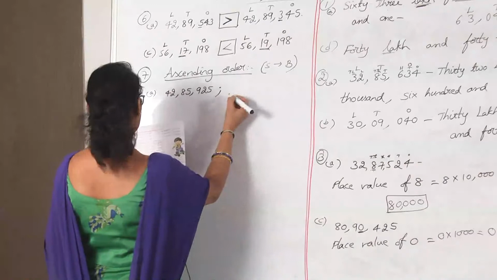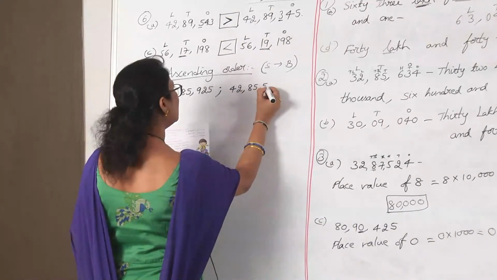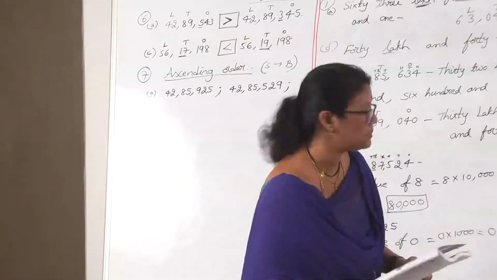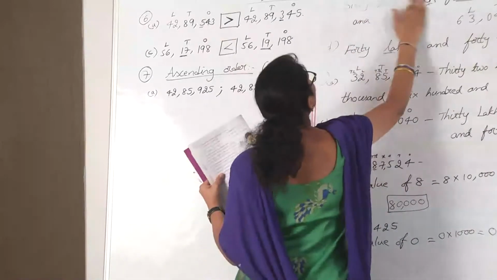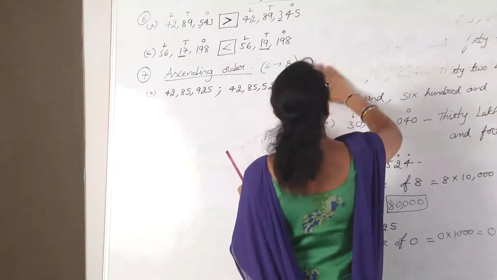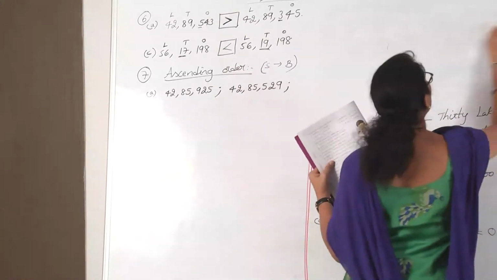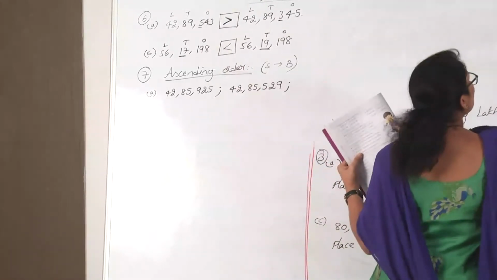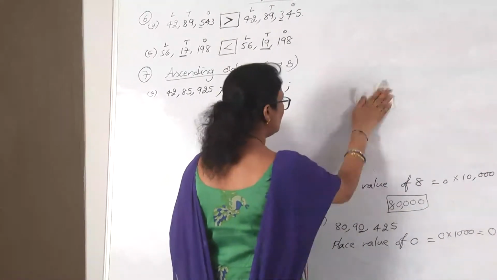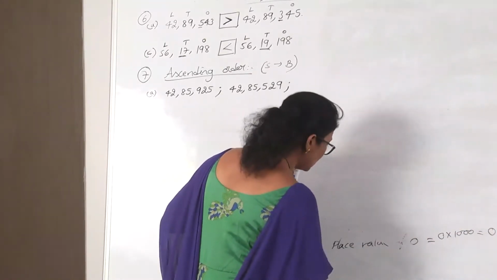42,85,925, that is the first number. 42,85,529, it is our second number. Moving on to the next. And this ascending order, you already had this in 4th class. Just keep practicing these sums using the rules and work out the remaining sums also from the bits of this exercise 1. Just keep on practicing.